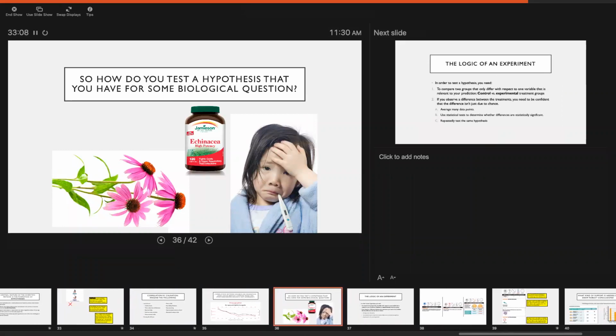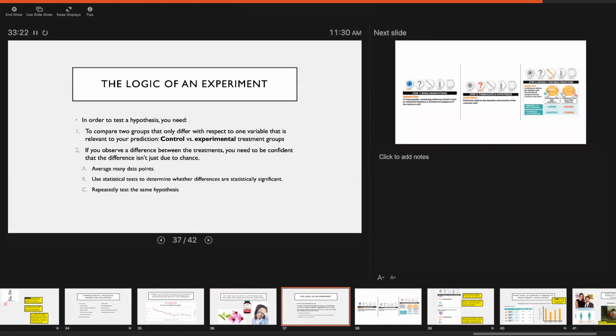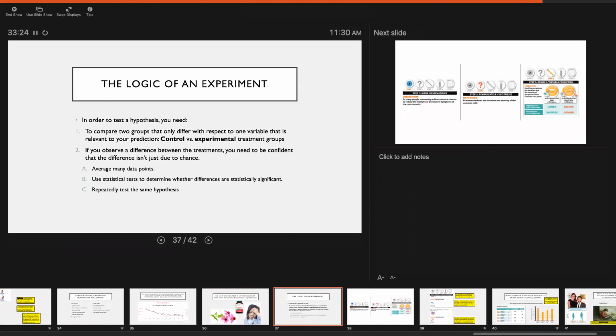You could test your correlations experimentally to see if there is a relationship between them. So let's say that we want to know whether or not echinacea does in fact reduce the severity and the duration of cold symptoms. How would we do that? Well, first we need to test the hypothesis. So the hypothesis in this case would be that echinacea reduces the severity and the duration of colds. So we make a control group that we don't treat, an experimental group that we do treat, and we observe the difference between the two.